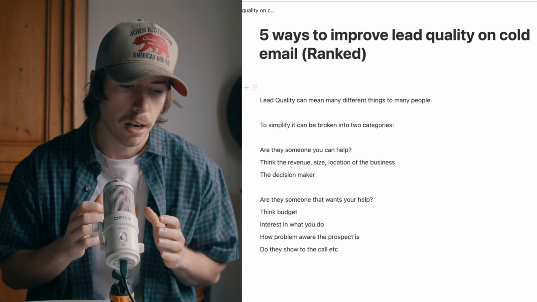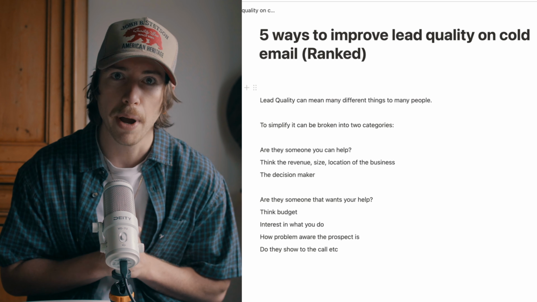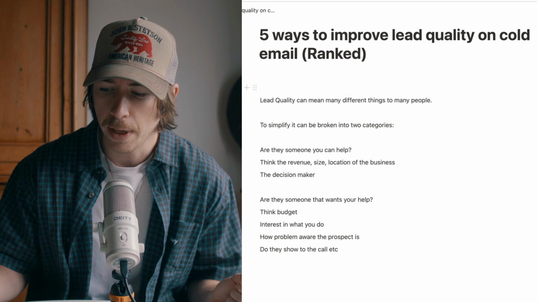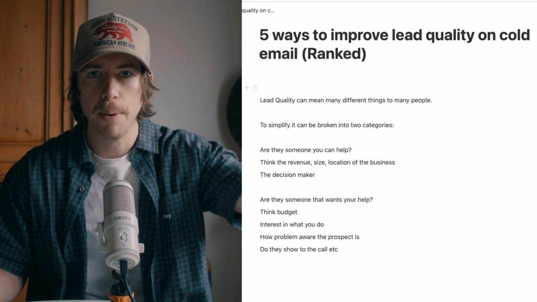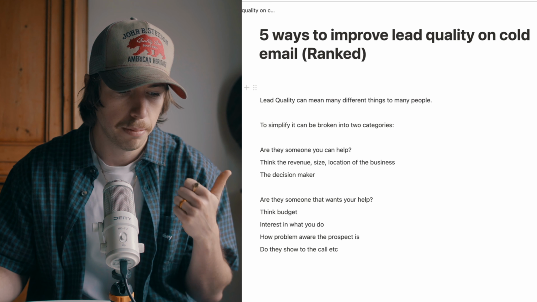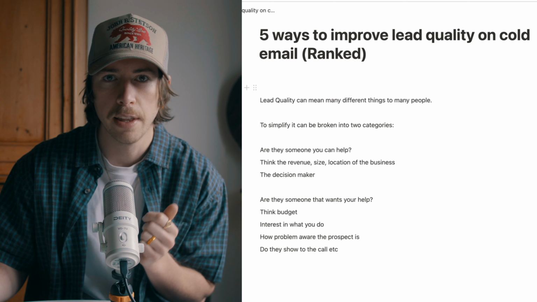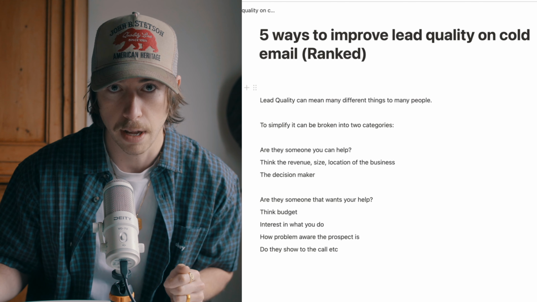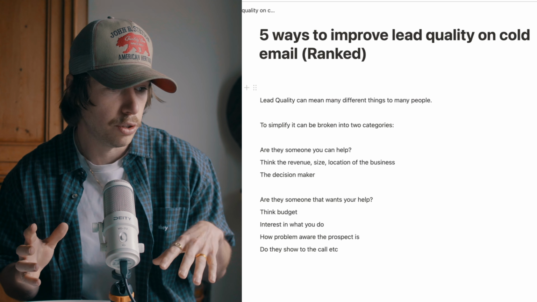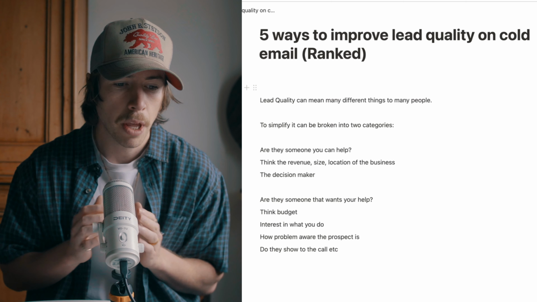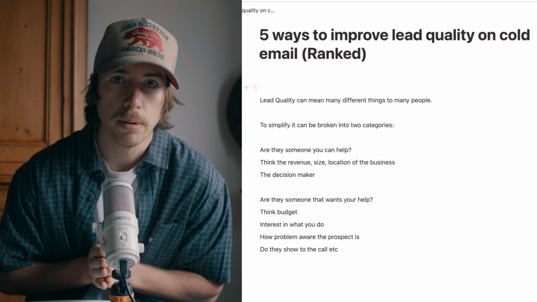So just to paint a bit of a picture, lead quality means many different things to many different people. Lots of people who are new to outbound or who have never built an acquisition system that's worked for their business think that there's a pool of people out there with money that have a problem you can solve, that are just sitting there waiting for you to buy their stuff. And you just need to reach them, put your message in front of them, and then they'll buy your stuff. That is not the truth.